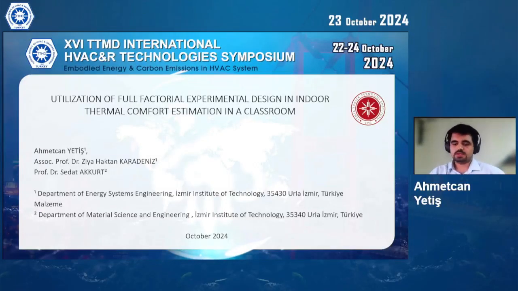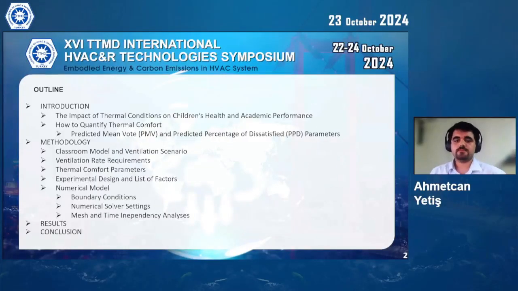I will begin with brief information about the impact of thermal conditions on children and quantifying thermal comfort. Then I will continue to introduce our classroom model, which we investigated. Next, I will provide some data about the ventilation requirements that we investigated, thermal comfort parameters, and a list of factors that are involved in this study. Before giving you the results, a mesh and time independency analysis will also be shown.